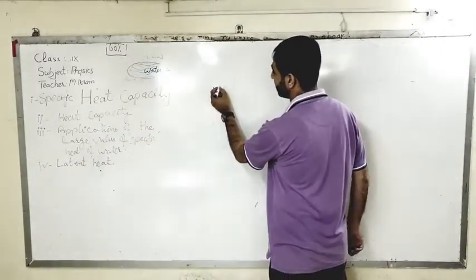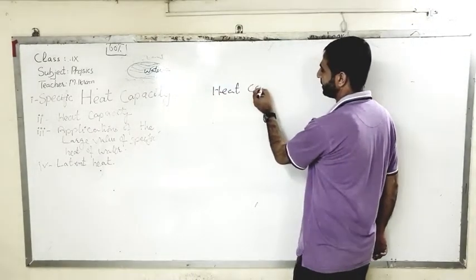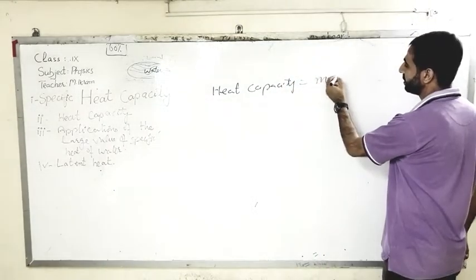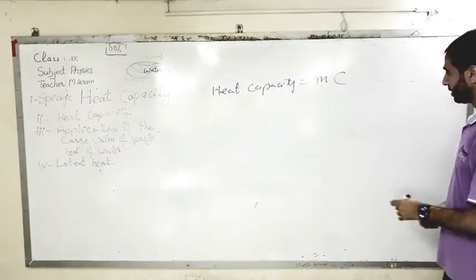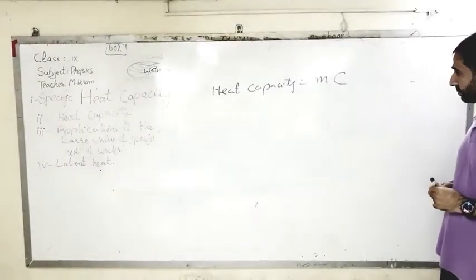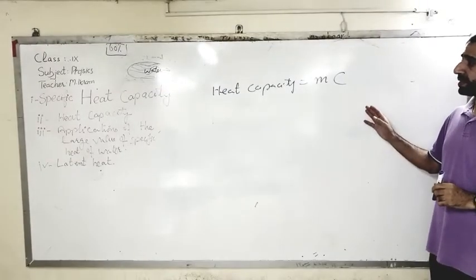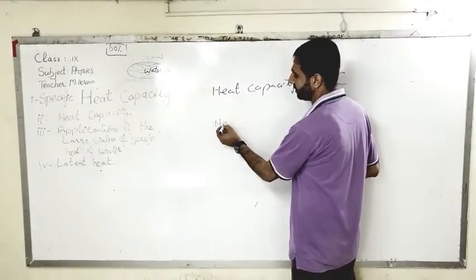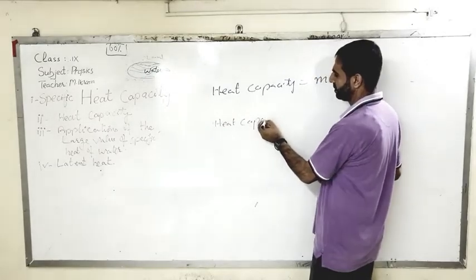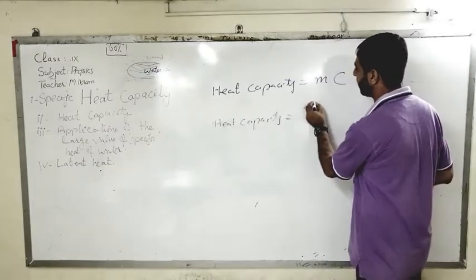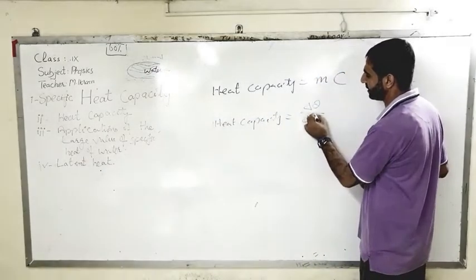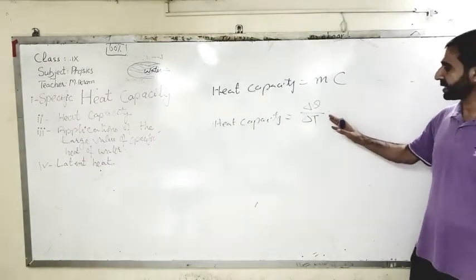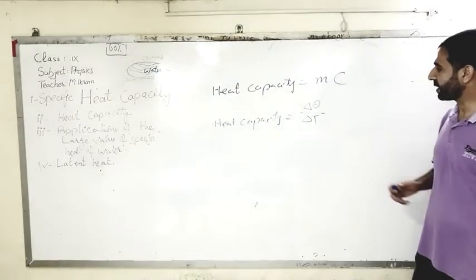So the heat capacity is in fact the mass times the specific heat of that substance, right? It is the amount of heat energy required per unit rise in temperature, without mentioning the mass here. So definitely it is measured in joule per Kelvin.